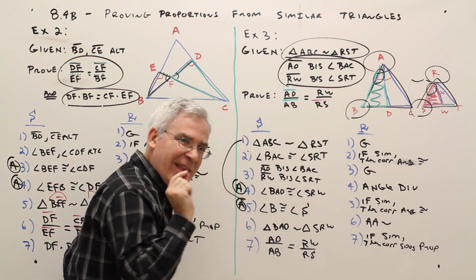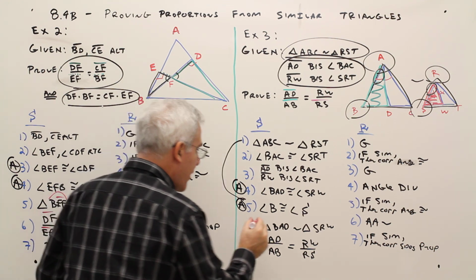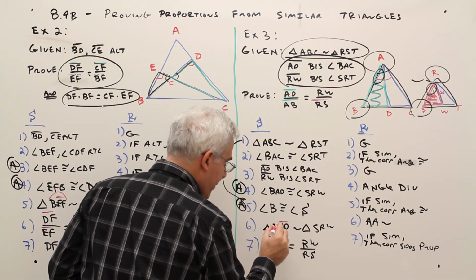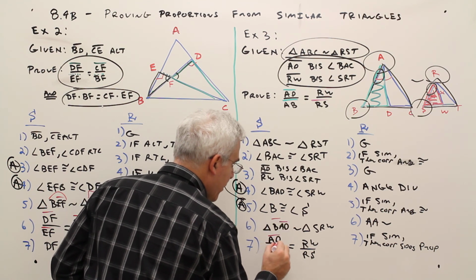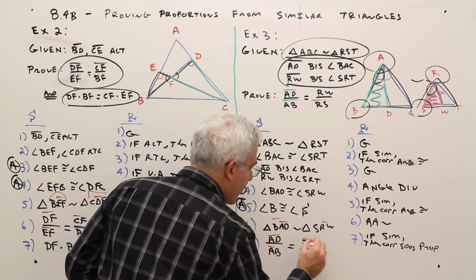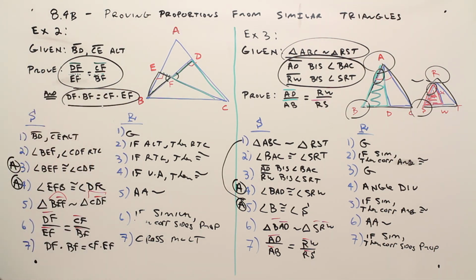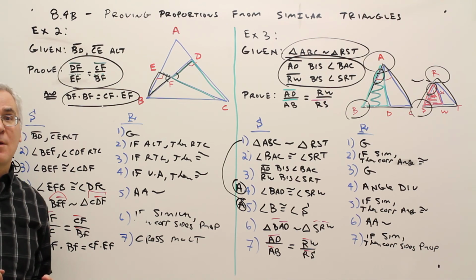And again, I just like to check my ordering really quick. So last two over first two, and then last two over first two, that makes sense. So there you have it. Two more examples on proving proportions from similar triangles.